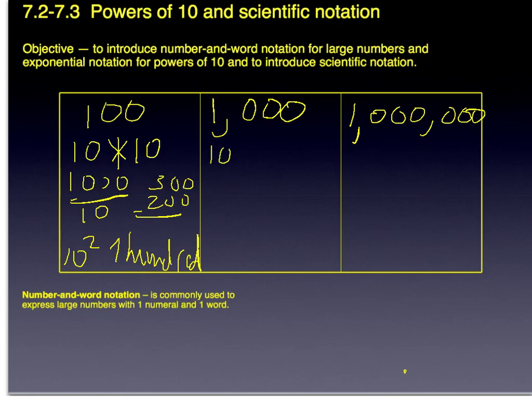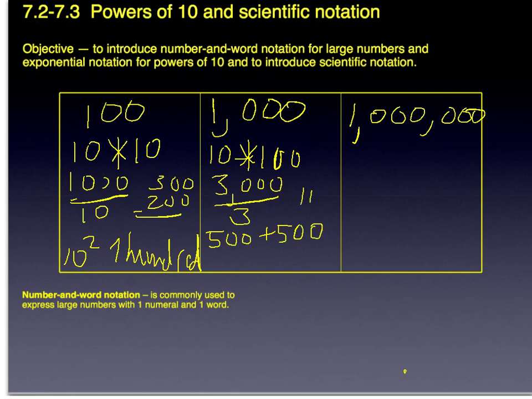Okay, let's start with the basic. 10 times 100. Oop, not 10 times 1,000. 10 times 100. Okay. Another way to do it would be 3,000 divided by 3, the same thing. Or 500 plus 500. Or 10 cubed, 10 to the power of 3, or just 1,000. These are all different ways of naming the same thing, 1,000.